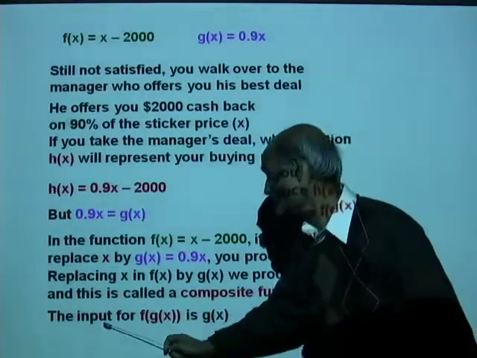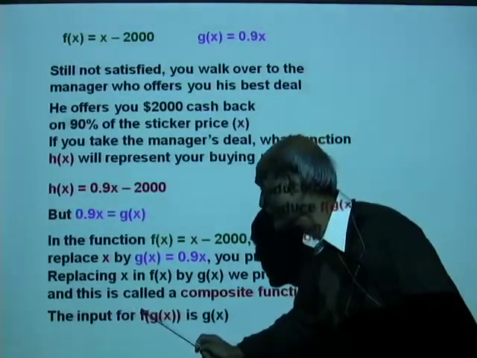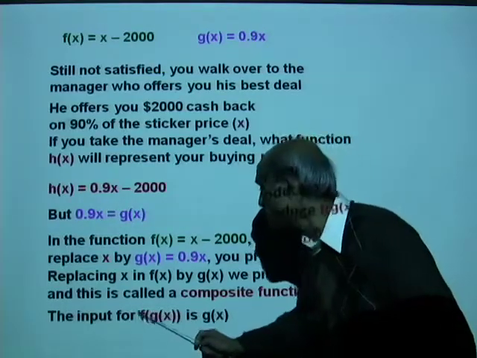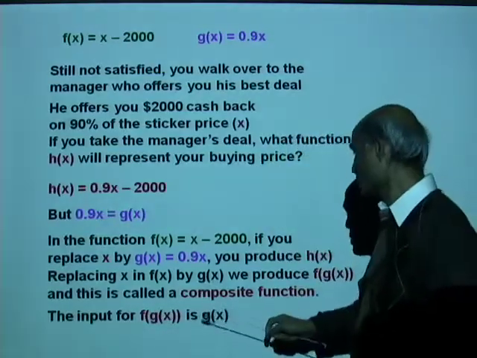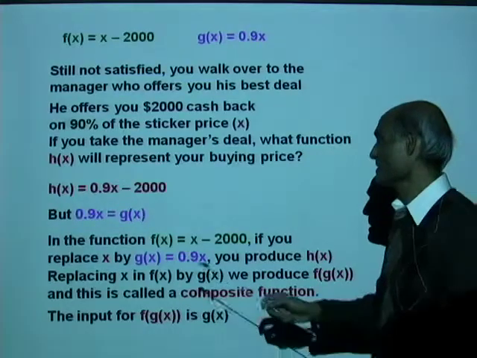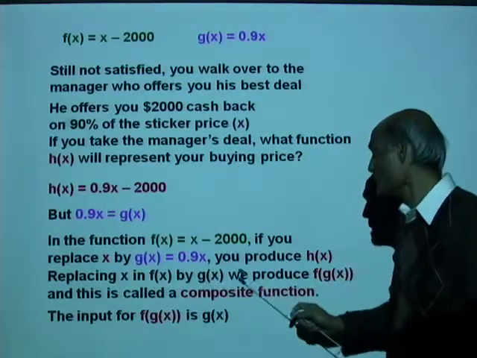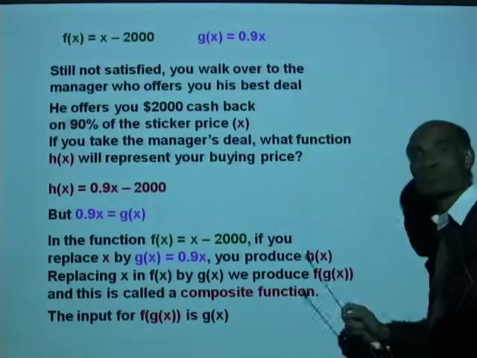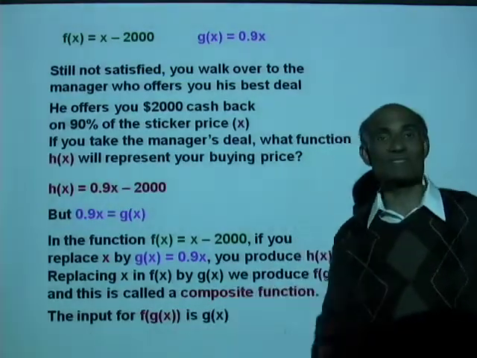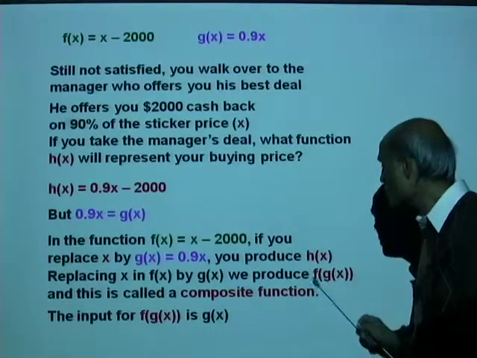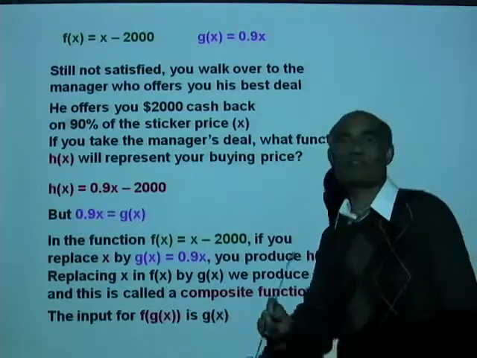So we now got f of g of x. The input for f of g of x is g of x. So replacing x in f of x by g of x, we produce f of g of x, because this is the input. And this is the composite of f and g.